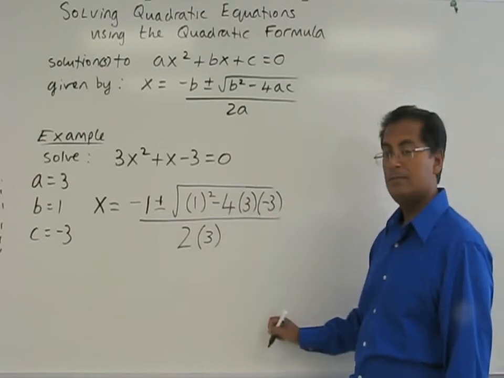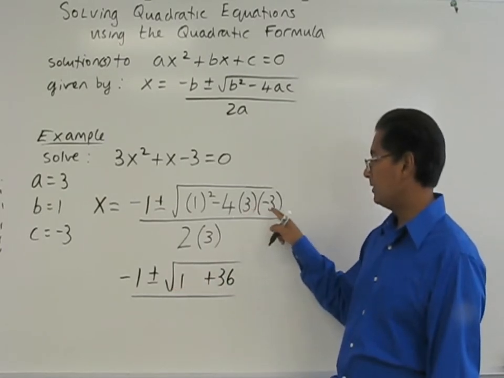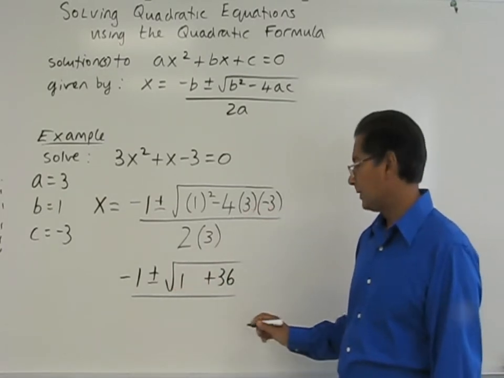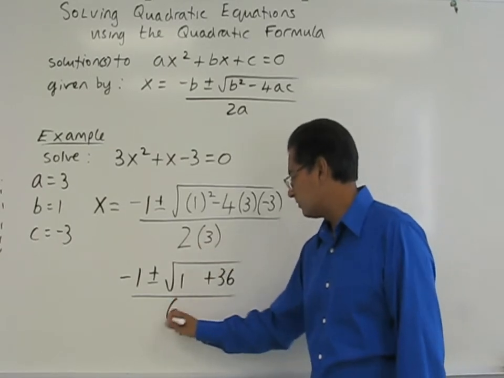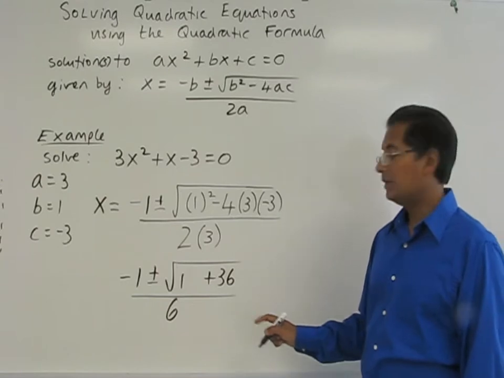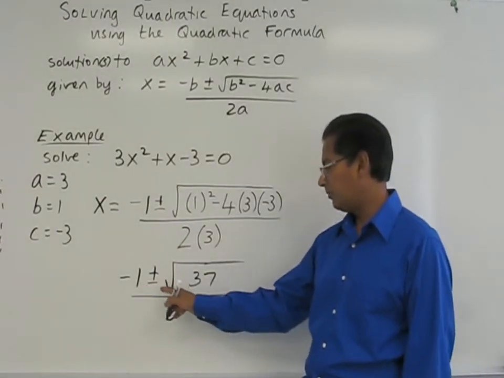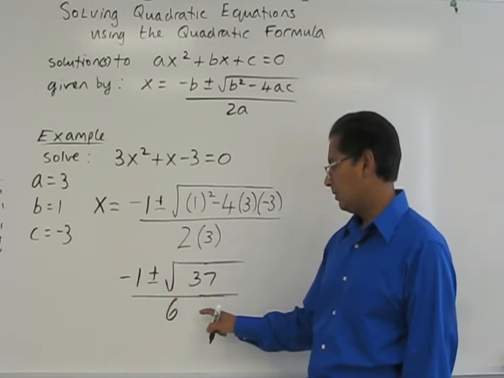Okay, let's write that out. So I have negative 1 plus or minus square root of 1 plus 36, 4 times 3 times 3, 36, divided by 2 times 3, which is 6. And now what is 1 plus 36? 37. And so our solution is negative 1 plus or minus the square root of 37 over 6.